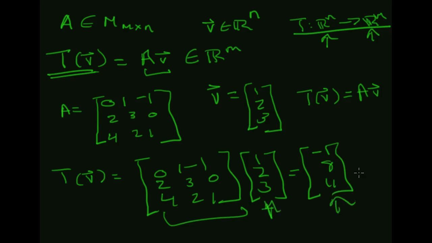Now that's only going to work if I'm going from R^n to R^m, and in this case I happen to be going from R^n to R^n. So this is actually an example of a linear operator, but there you go. So this is like the basics of linear transformations.